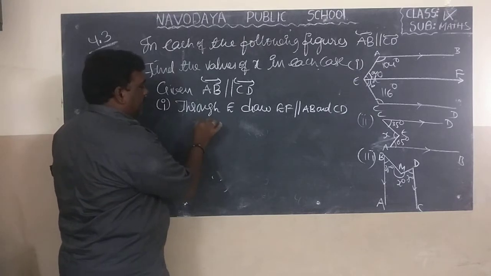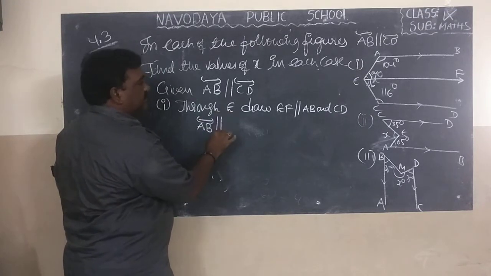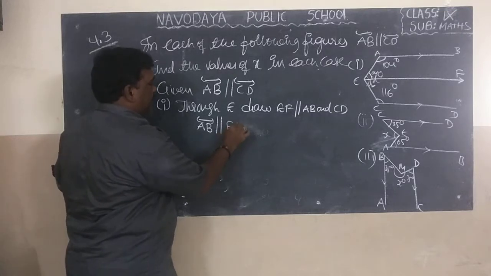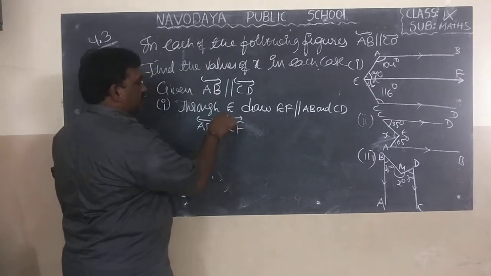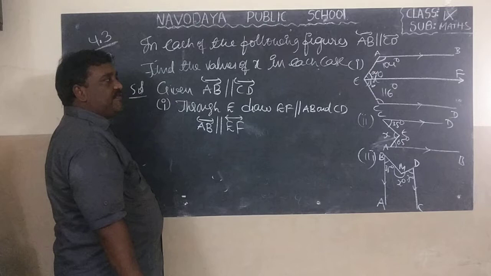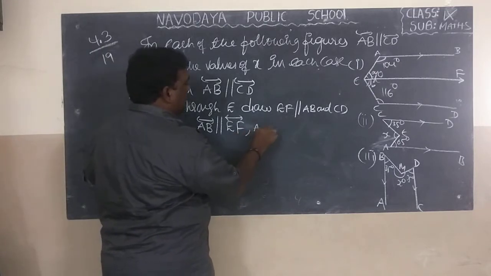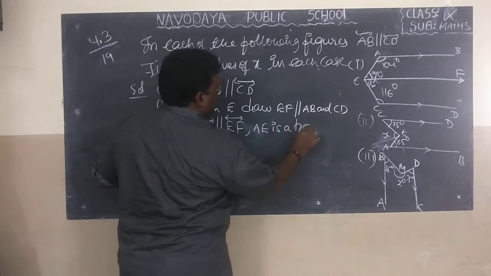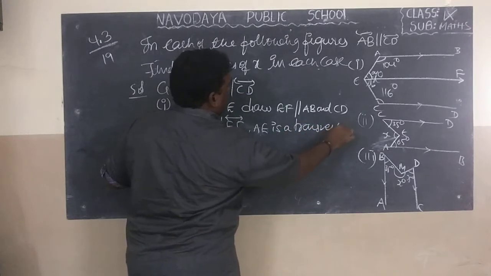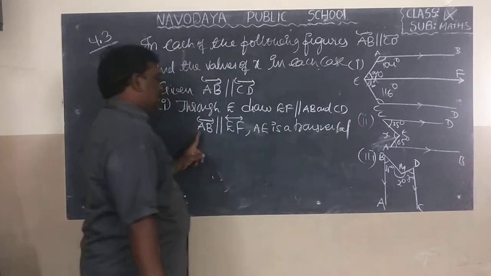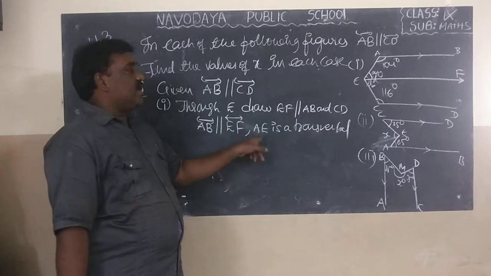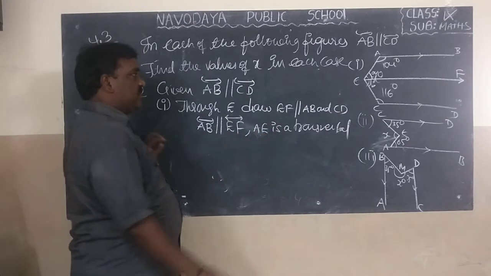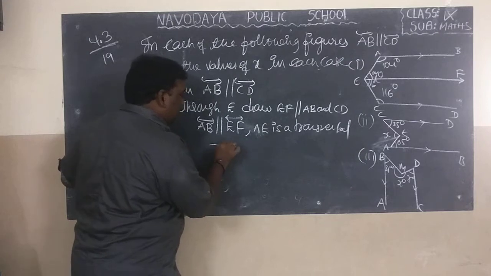AB parallel EF. From the diagram, AB parallel EF, comma AE is a transversal. Then what are the angles?